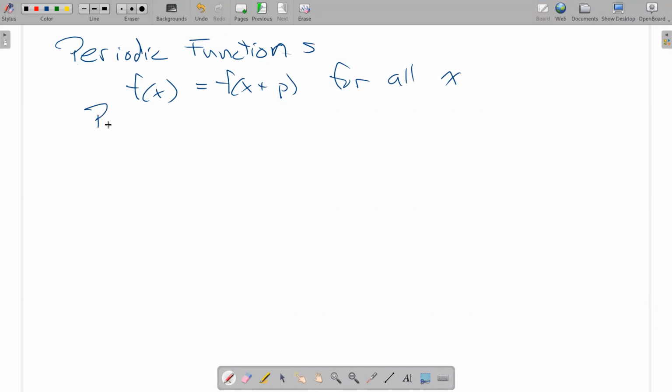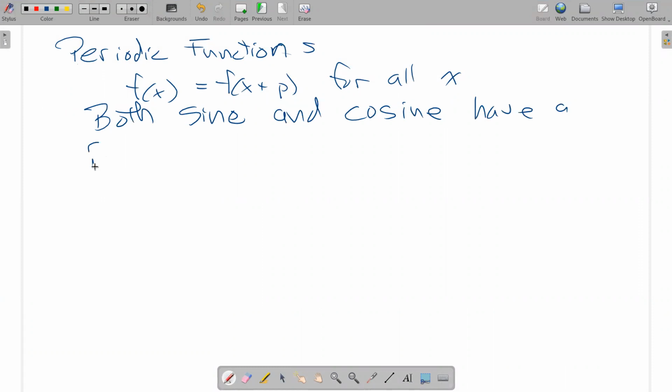So both sine and cosine have a period of 2 pi. We can alter that period by making a multiple of x, changing the period.